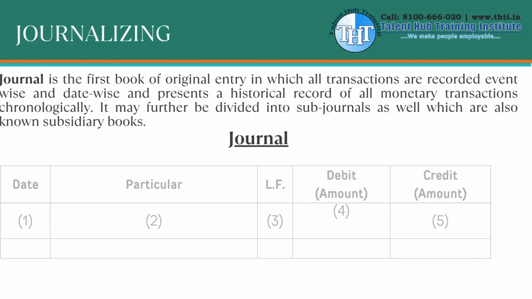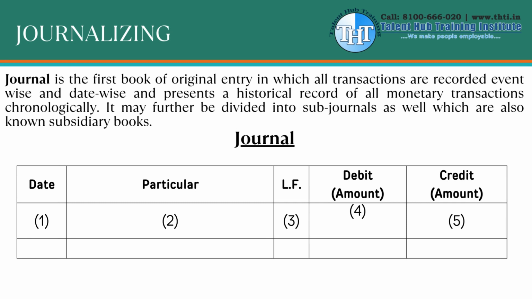Journal is the first book of original entry in which all transactions are recorded event-wise and date-wise, and presents a historical record of all monetary transactions chronologically. It may further be divided into sub-journals as well, which are also known as subsidiary books. Journal.